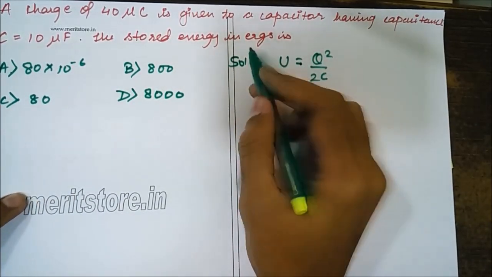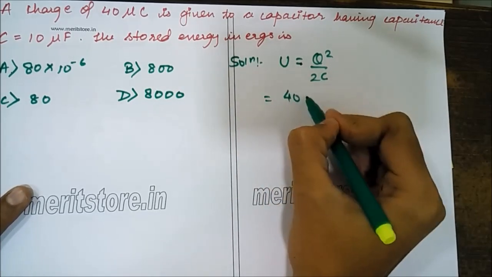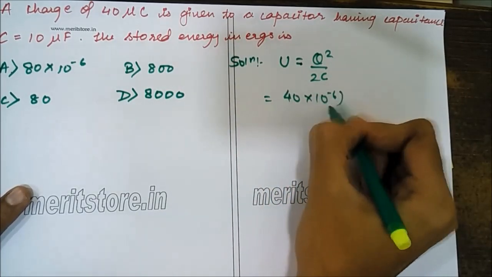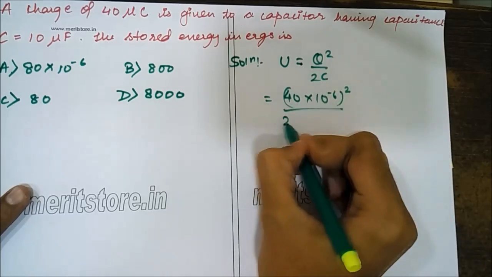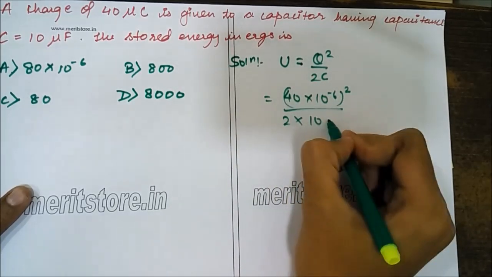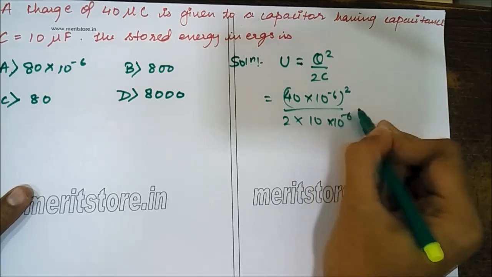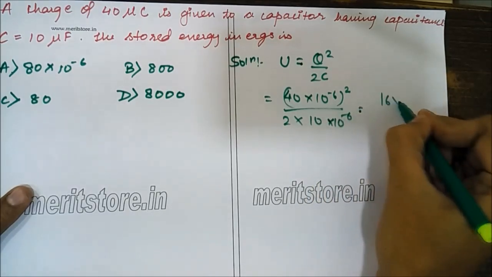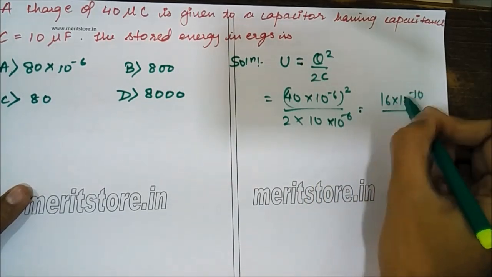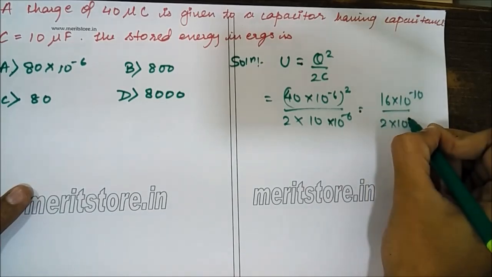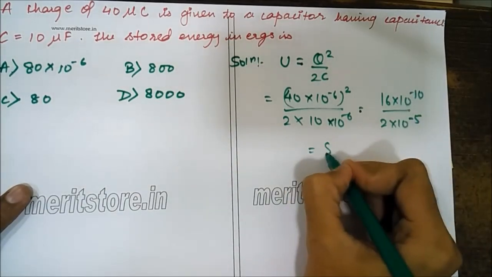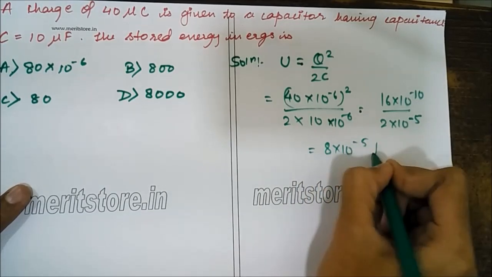So Q is given to be 40 microcoulomb, so that is (40 into 10 raised to minus 6) the whole squared upon 2 into C. The capacitance is 10 microfarad, so 10 into 10 raised to minus 6 again. So that becomes 16 into 10 raised to minus 10 upon 2 into 10 raised to minus 5. So that will be 8 into 10 raised to minus 5 joules.